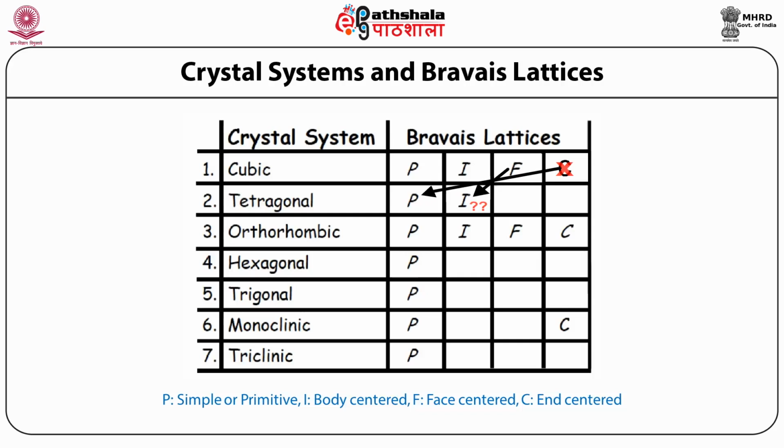P corresponds to simple or primitive, I to body centered, F to face centered, and C to end centered. All the 7 crystal systems exhibit the primitive Bravais lattice, whereas the body centered exists for cubic, tetragonal, and orthorhombic. Face centered is in cubic and orthorhombic, whereas end centered exists for orthorhombic and triclinic crystal systems.